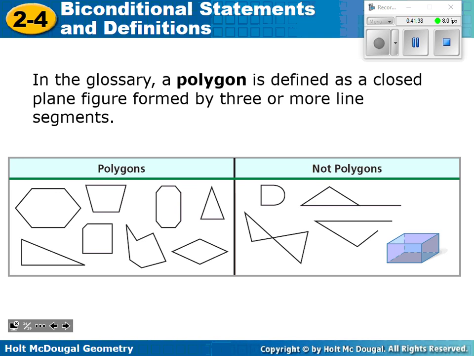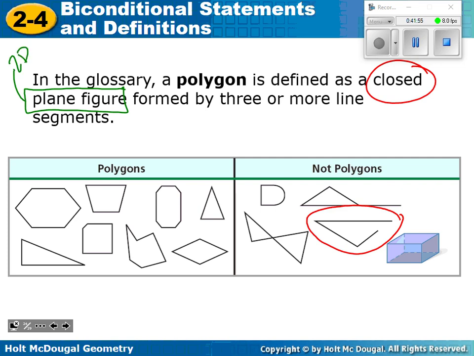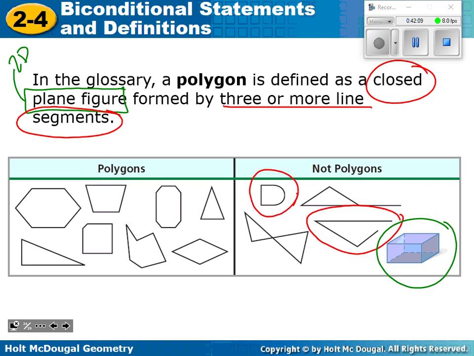Polygon is going to come back later in a couple chapters, and it's important you understand what a polygon is and what it is not. So first of all, a polygon has to be closed. So notice this is not closed, so therefore it's not a polygon. The other thing is it has to be a plane figure, and by plane figure we mean 2-dimensional. So notice this one is not 2-dimensional, it's 3-dimensional. It's not a polygon. Polygons have to be formed by 3 or more line segments. So again, this is made up of curves, therefore it's not a polygon because it's not made up of segments.